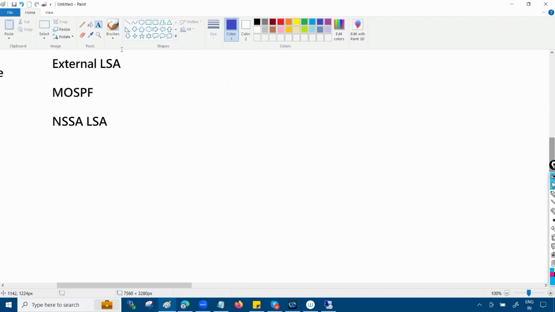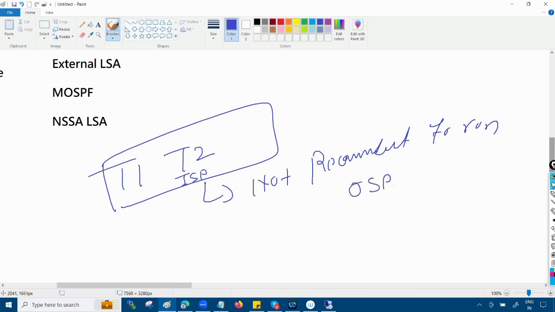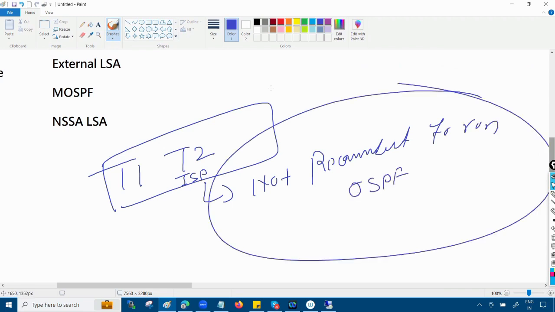Because of this reason, in tier 1 ISP and tier 2 ISP, it is not recommended to run the OSPF protocol. So that's our biggest issue, right? It's not recommended to run the OSPF protocol. It's always recommended in tier 1 and tier 2 to use the IS-IS protocol.